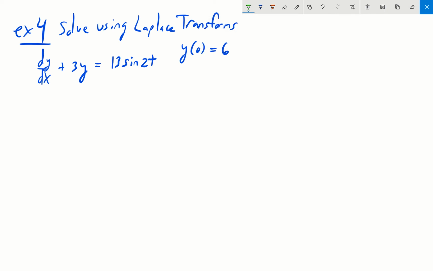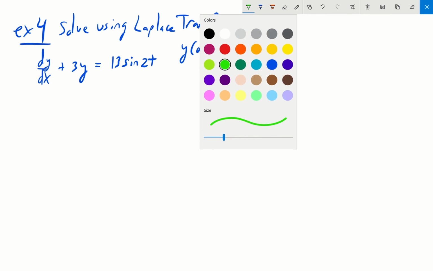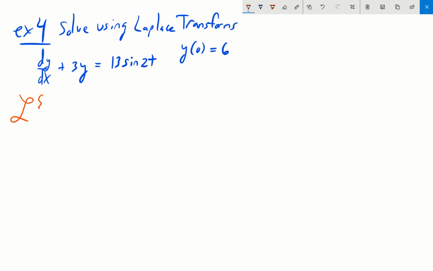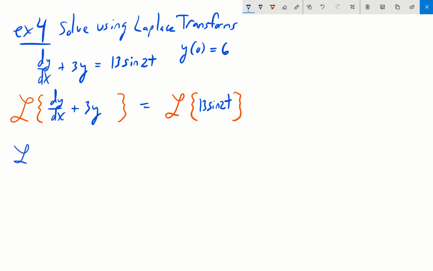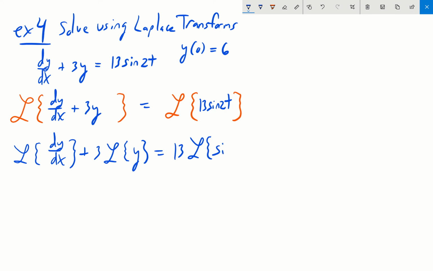This first time through, I'm probably going to write more than what I normally would, but let's really take our time to highlight everything that's happening here. The first thing we're going to do is apply the Laplace transform to both sides of the equal sign. So that's step 1. Because the Laplace transform is linear, this is equal to the Laplace transform of dy/dt plus 3 times the Laplace transform of y, and this is going to be equal to 13 times the Laplace transform of sine of 2t.